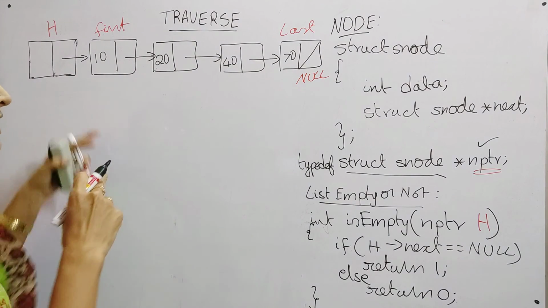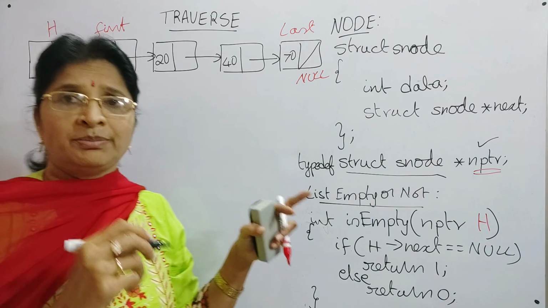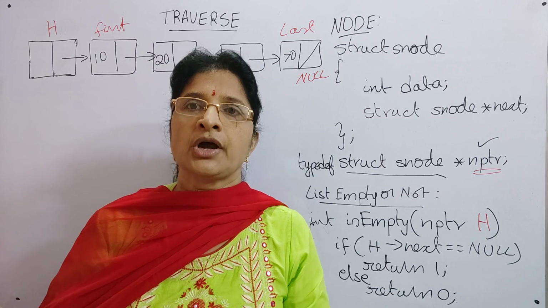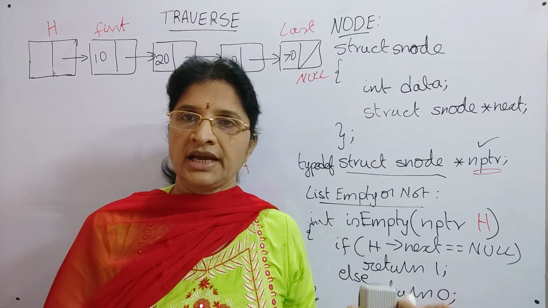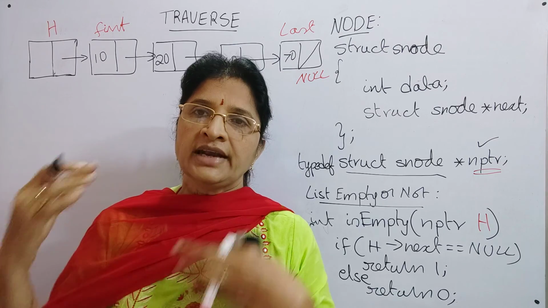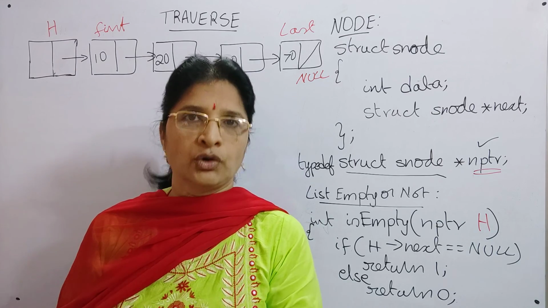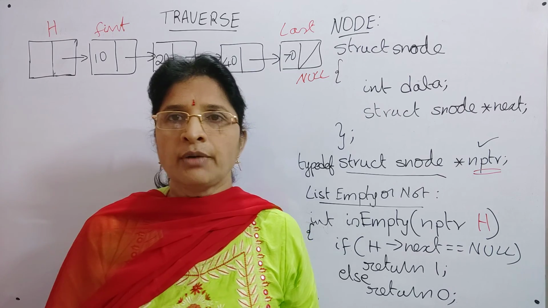Now we will see how we can traverse through this list. That means traversing the list. You can say it as traversing throughout the list, or printing the elements of a list, or displaying the elements of the list. You can do the same process. That means you have to visit each and every node, and there you can perform whatever you want.